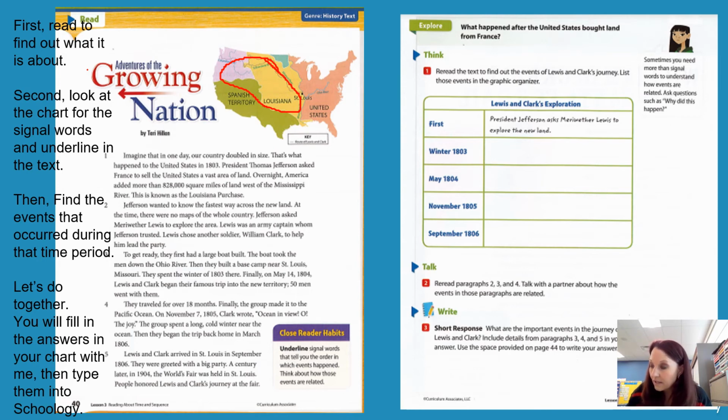Lewis and Clark arrived in St. Louis in September 1806. St. Louis is where they started out, so they now are back. And they were greeted with a big party.